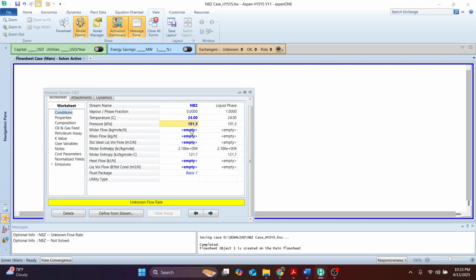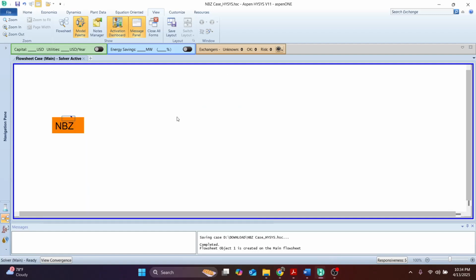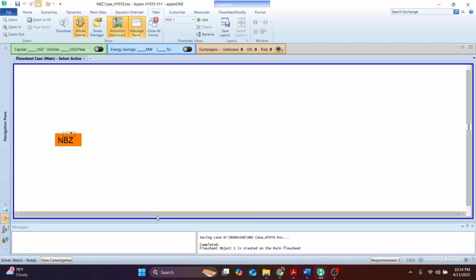101.3 kilopascal. And for the molar flow, this is an important thing, because we will be putting it in excess, and I said that it'll be in a ratio of 1 to 3. That means we'll be having this as 1, just for a simplified simulation. Okay, we got our first material stream, which is the nitrobenzene.